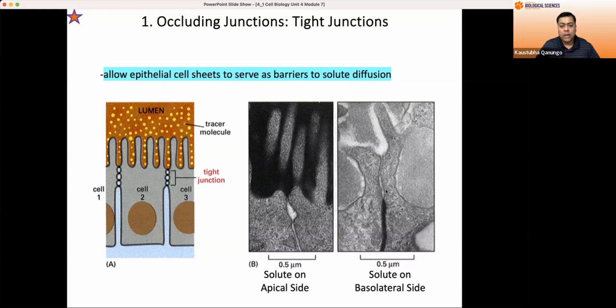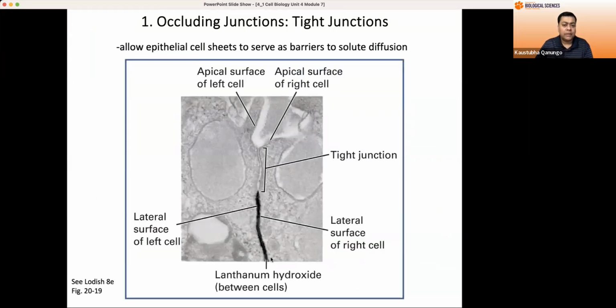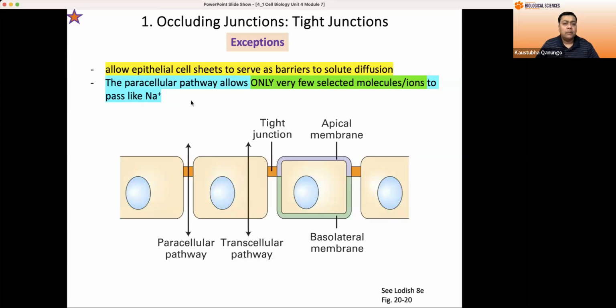On the other hand, here, what we have seen is that this is one cell on the left-hand side, and this is the right-hand side. And right here is a tight junction, and the dye was applied to the basal layer, and it cannot move past this tight junction. So based on that, we have some question with that. Right here, you can see this lanthanum hydroxide is actually electron-dense material, and this just shows you this experimentally, essentially.